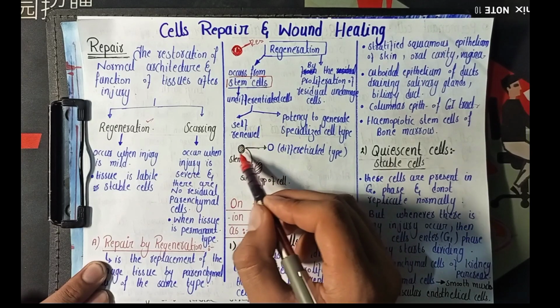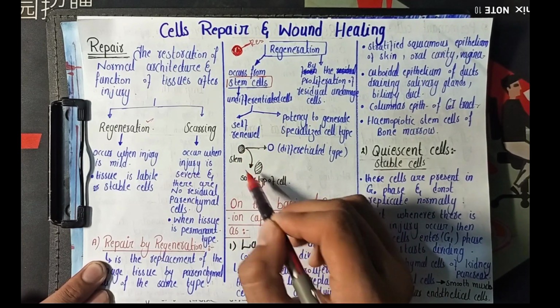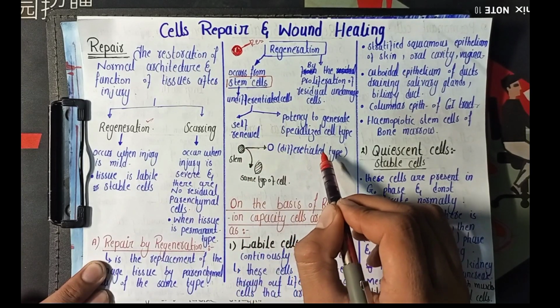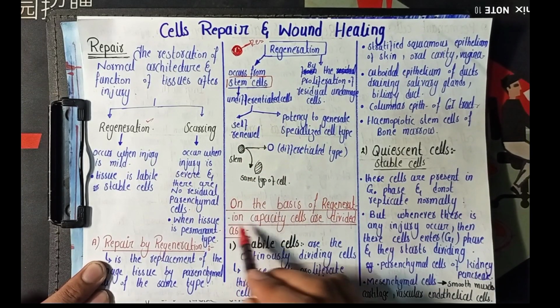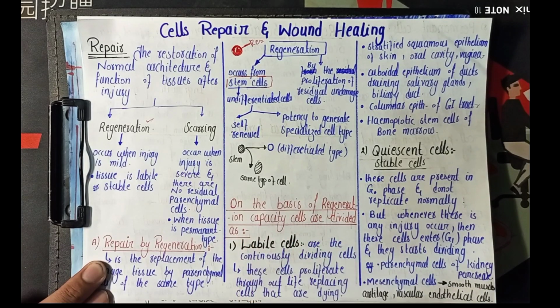Let's suppose अगर ये हमारे साथ stem cell है तो ये divide होता है and they produce a cell of the same type to maintain its own germline, and similarly they also differentiate to produce specialized types of cells. On the basis of the regeneration capacity, the cells are divided into three types. First one हमारे साथ है labile cells.